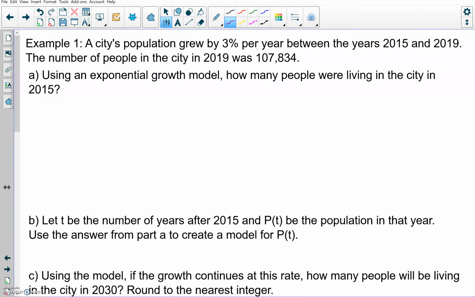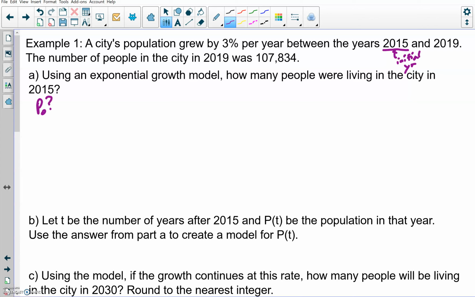So in a sense, what you're doing here is finding the initial amount, because they just say that from 2015, that's where you started recording the 3% growth rate. So this is the initial year. We want the initial amount. How many people were living there? So we're looking for the P0.